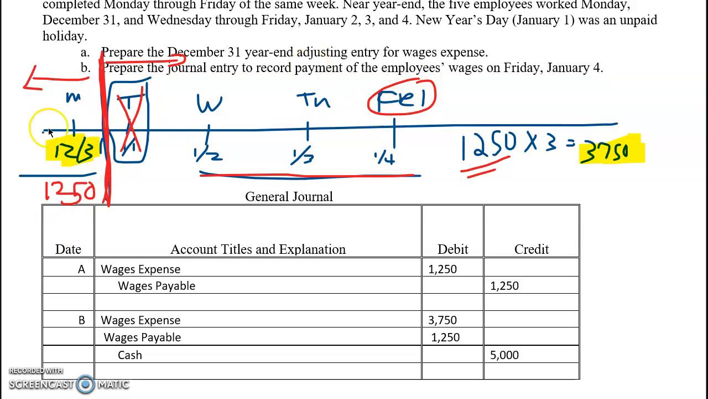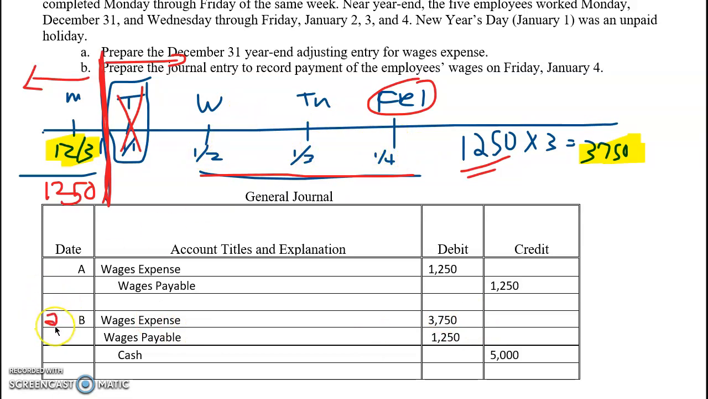So we've already recorded one day, so we need to record 3 more days, Wednesday, Thursday, and Friday. So $1,250, that's how much they're paid every single day, all of them together, times 3 is $3,750. So the entry to record when we pay our employees on Friday will be debit wage expense, $3,750 for these 3 days. Again, this is in the new year.